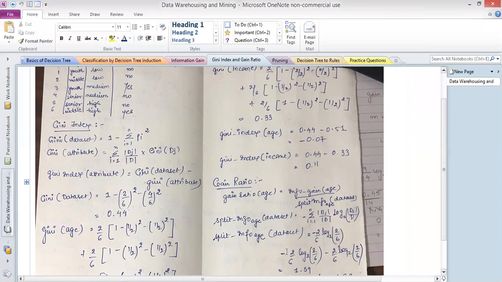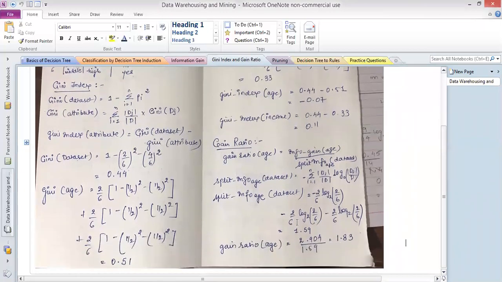For middle age, we did 2/6 log 2/6 to the base 2. For senior, we did 2/6 log 2/6 to the base 2. Whatever value you get is your split info. Now, the gain ratio for age is going to be the information gain for age that you've calculated divided by this split info. You get a value. The same procedure you repeat for income also. Whichever value comes out higher is your splitting point.